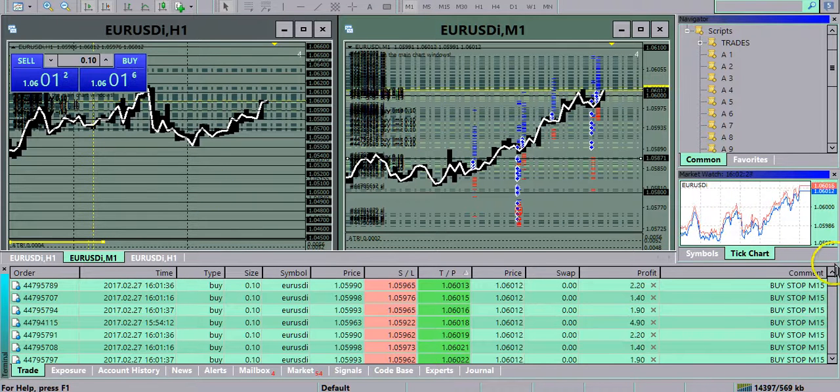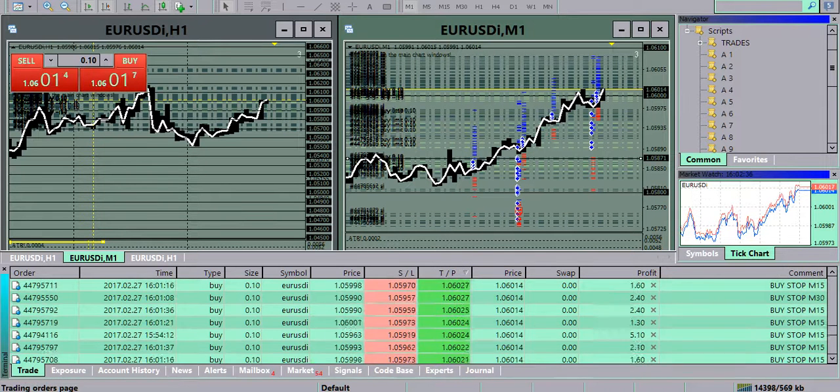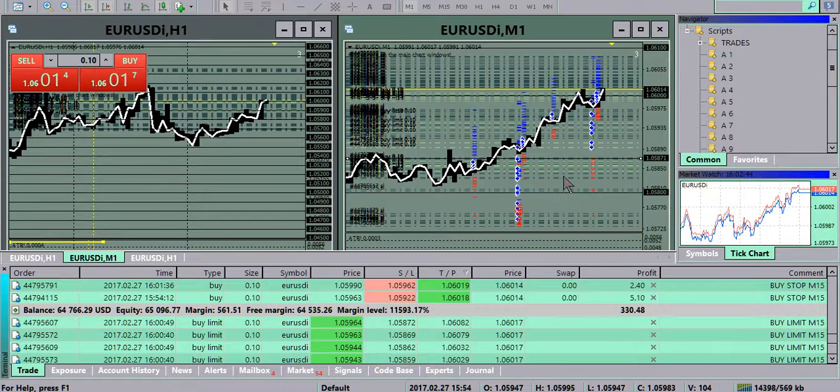Can't see the balances. I'll flip the profits so they're near the balance. So, $300. Okay, so it's cashing out of something, I suppose. Yeah, we just cashed out.